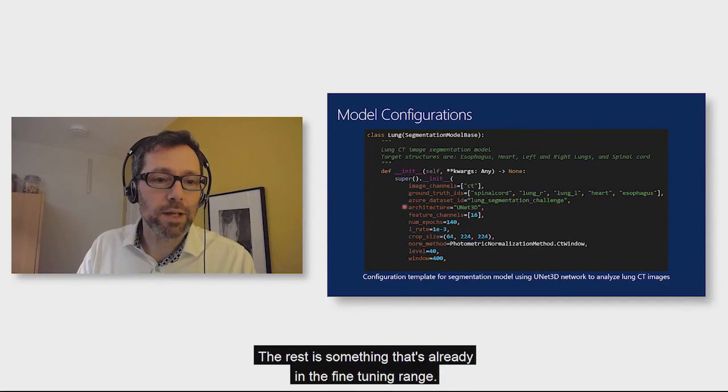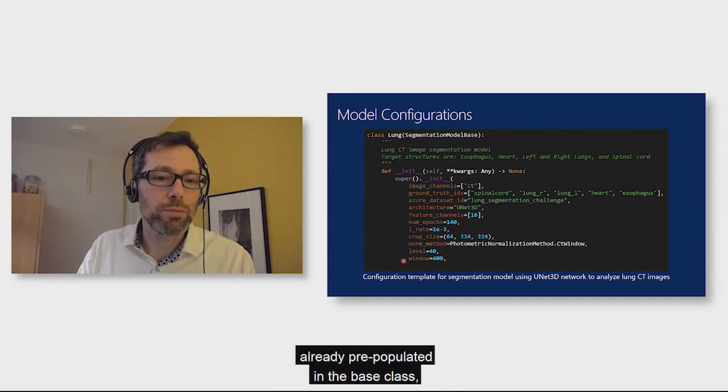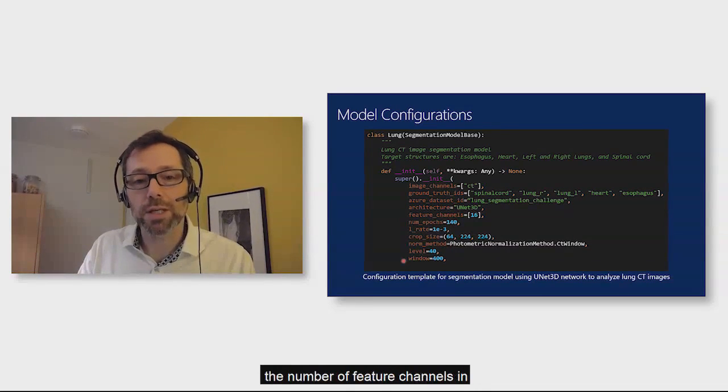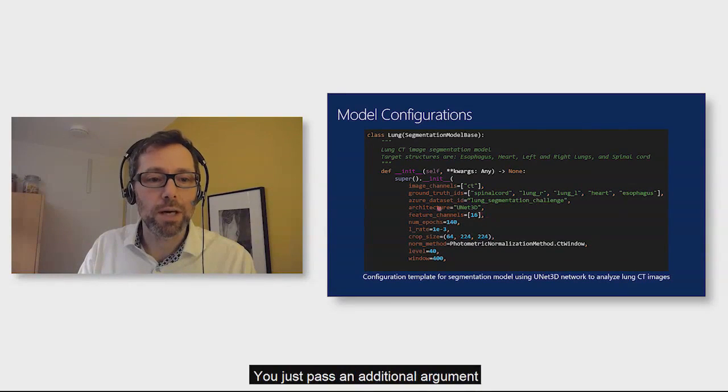The rest is something that's already in the fine-tuning range. So many of these settings are already pre-populated in the base class. So if you want to tweak, for example, the number of feature channels in your U-Net, this is how you would specify that. You just pass an additional argument here into the class constructor.